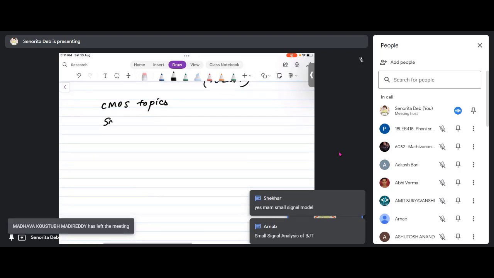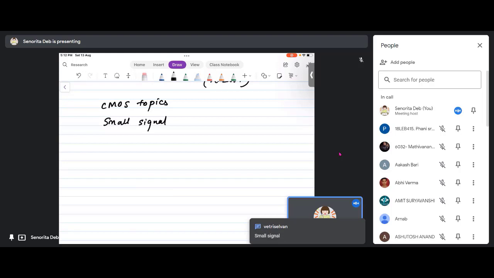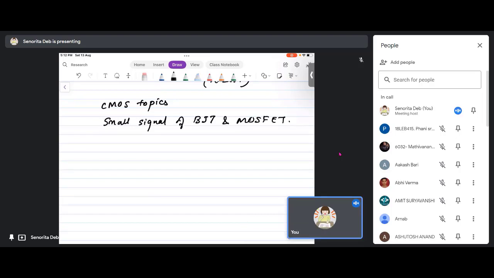Small signal of BJT. Okay, Arnab, I have to first check how hot a topic BJT is right now, because from the past few years I am seeing that MOSFETs are more being asked. I can take both. So small signal of BJT as well as MOSFET. Okay. Any other topics? Op-amps is clear?